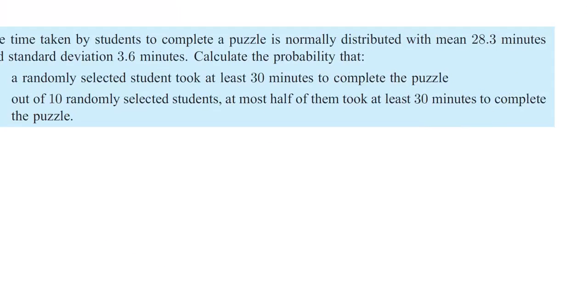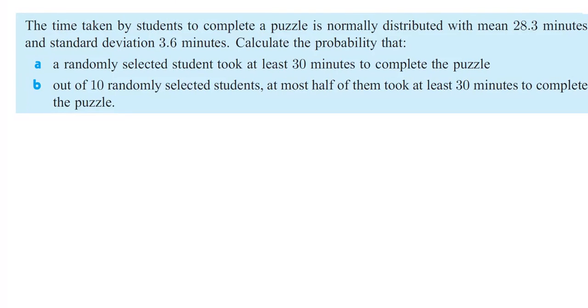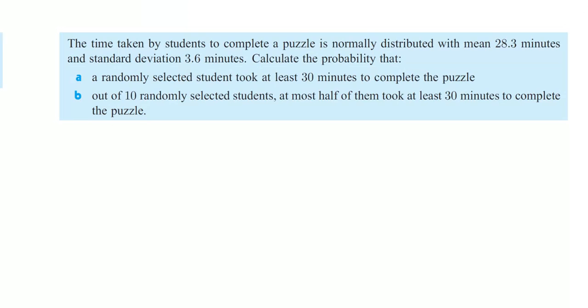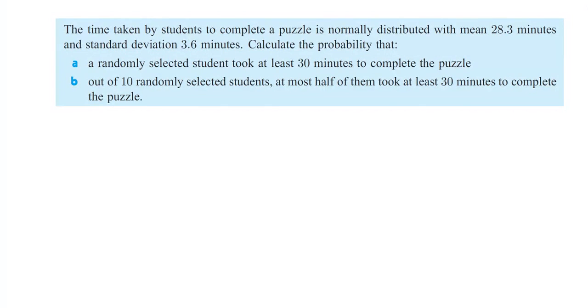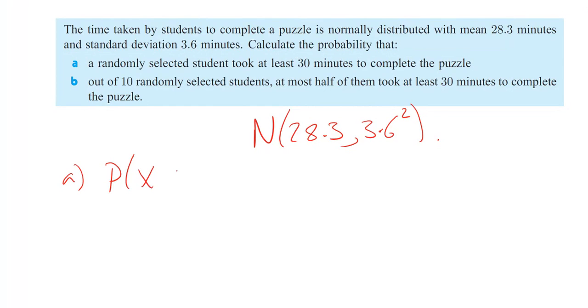Okay, final example now. Example 4. So this one is a little trickier. The time taken by students to complete a puzzle is normally distributed, and we have a mean of 28.3 and a standard deviation of 3.6. Okay, calculate the probability that a randomly selected student took at least 30 minutes to complete the puzzle. So that's more than 30 minutes. So what we're looking for in part A here is the probability that we are greater than 30.